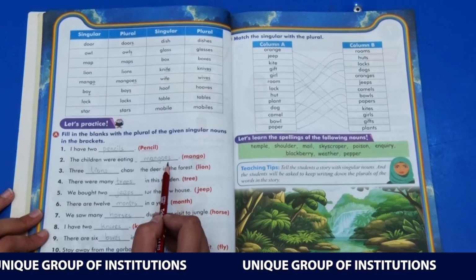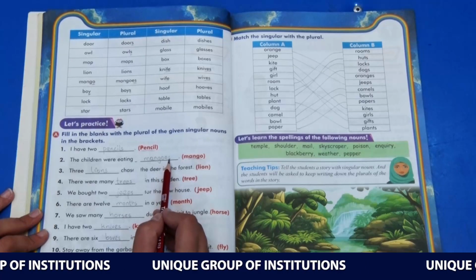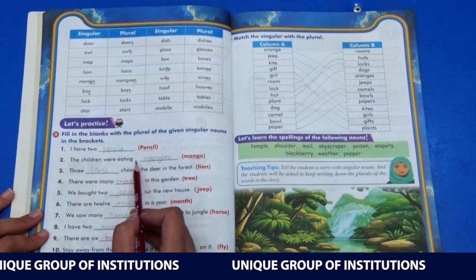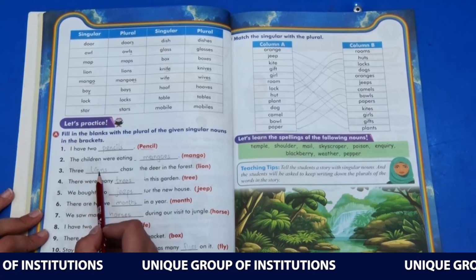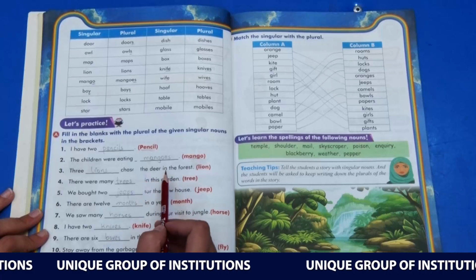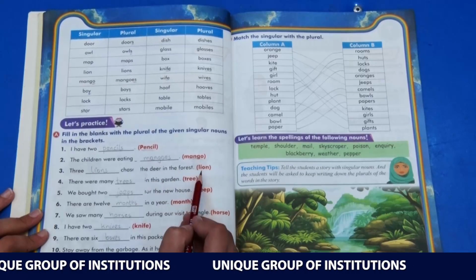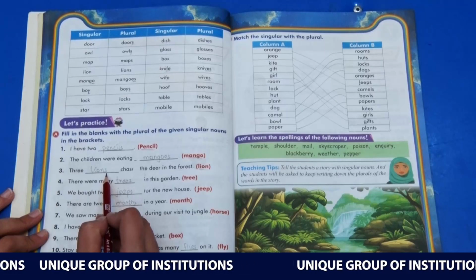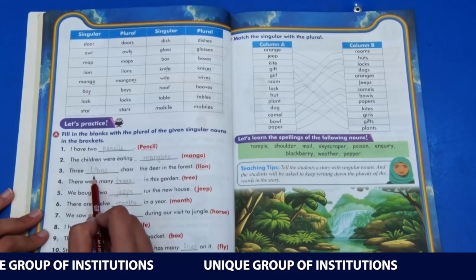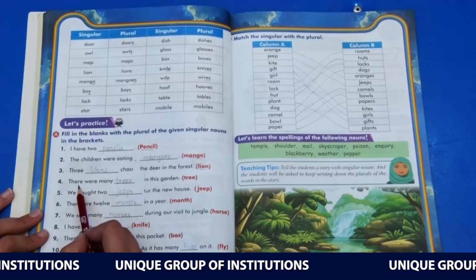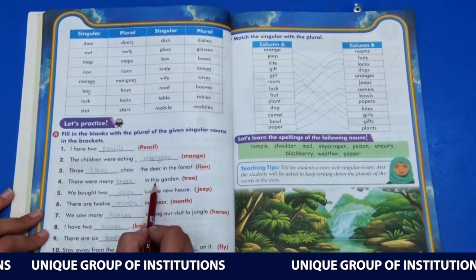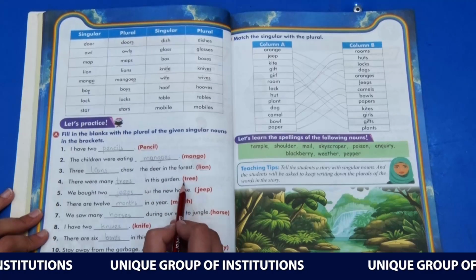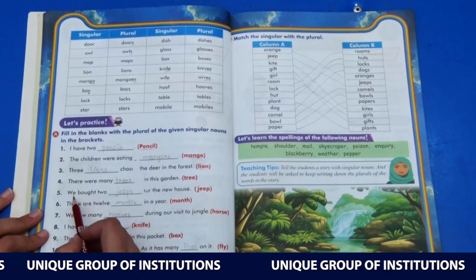The plural form of mango is mangoes. We need to put es at the last to make it plural. The children were eating mangoes. Three lions chased the deer in the forest. Lion is in the bracket. We need to make a plural of it. So we need to put s at the last of lion. So it makes lions. There were many trees in the garden. We put s after tree because tree is in the bracket.